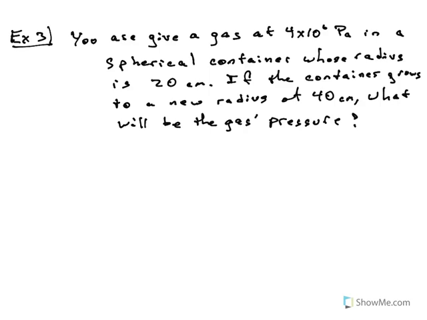So, what do we know? Well, we know we have a gas whose initial pressure, P1, is 4 times 10 to the 6th pascals. We're given an initial radius, R1, of 20 centimeters. Then all of a sudden, the container grows and we have a new radius of 40 centimeters. And I want to know the new pressure that occurs because of it.